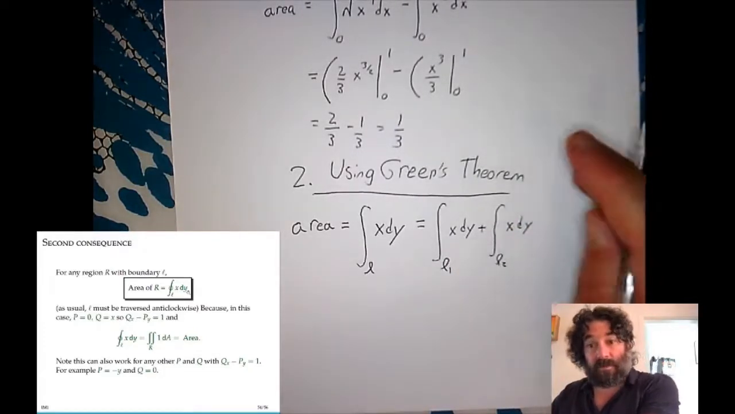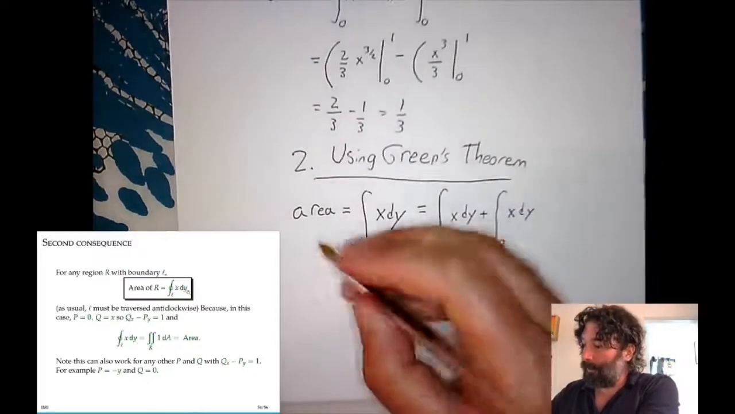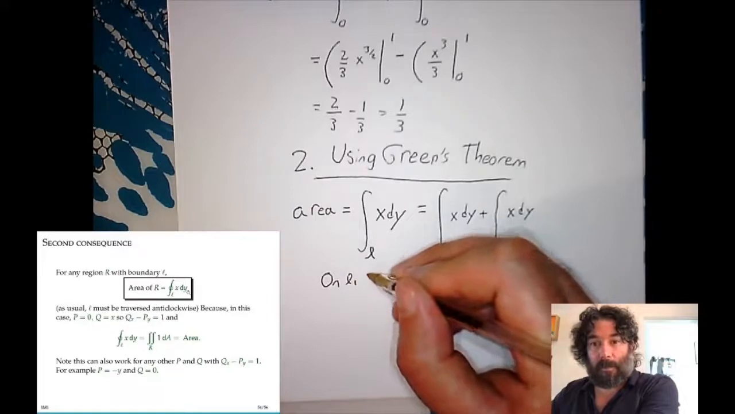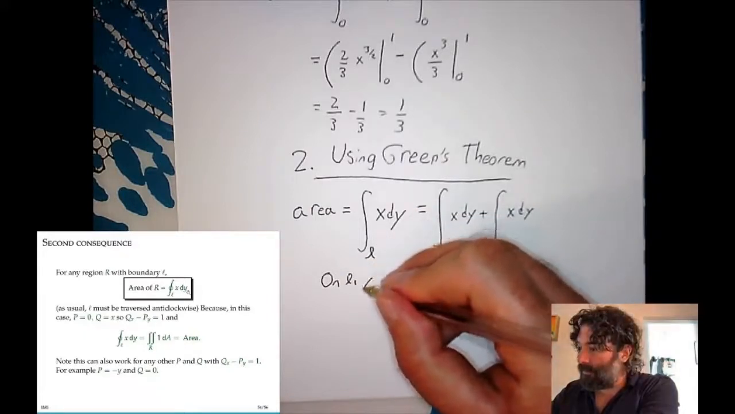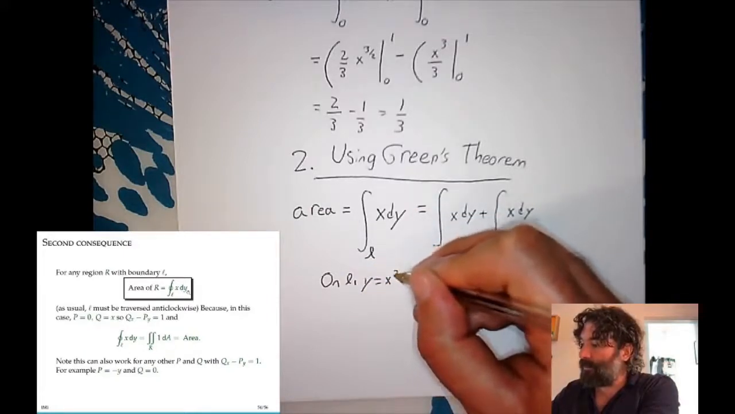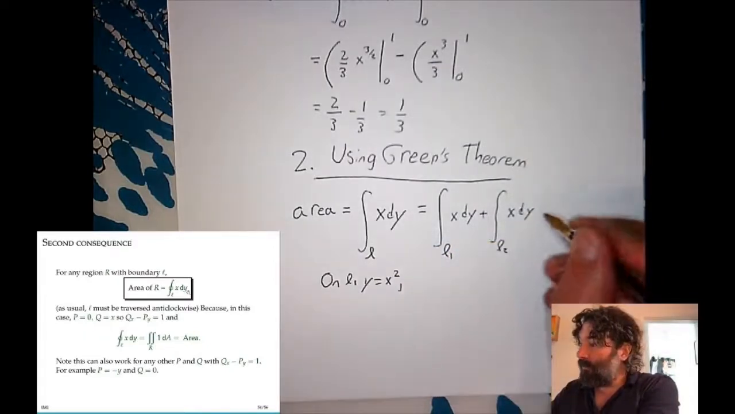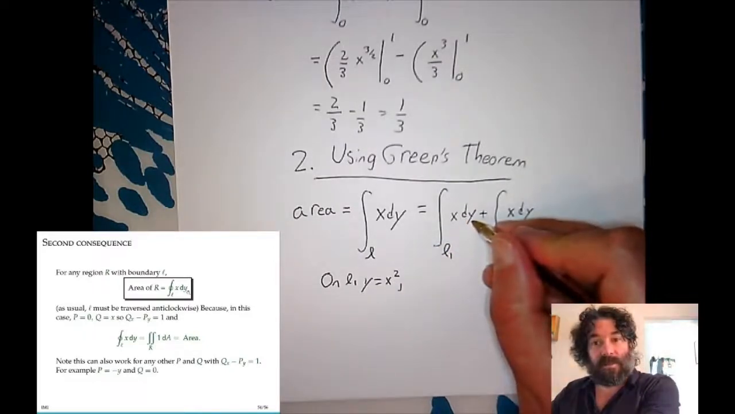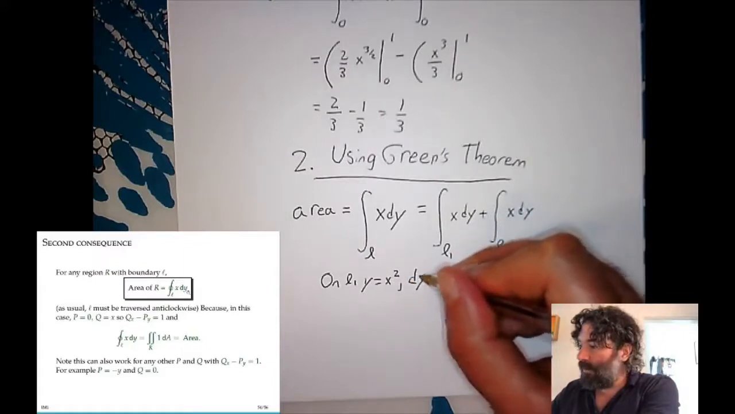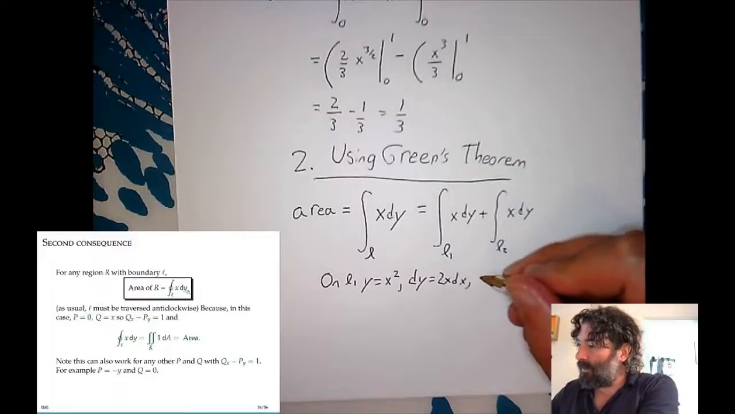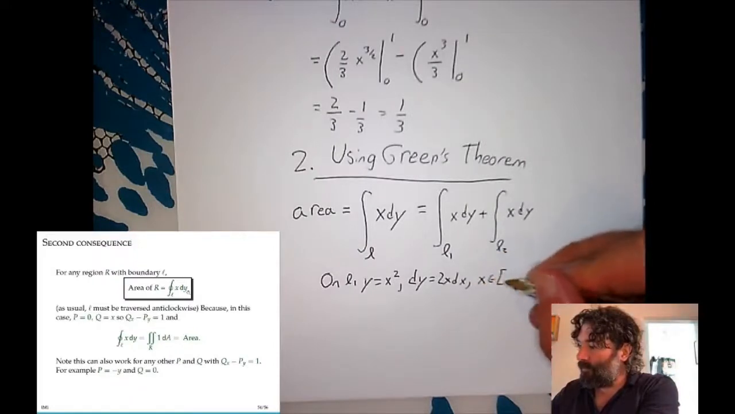So we'll calculate those two line integrals separately. And on L1, this was the bottom curve where y equals x squared, and we will use x as the parameter, y equals x squared, and we're integrating x dy, so we need to know what dy is. dy equals 2x dx, and x goes from 0 to 1 on that part of the curve.